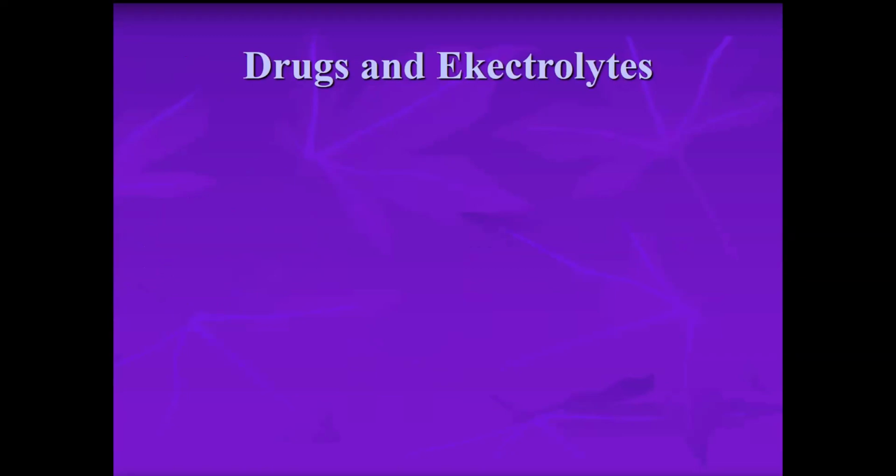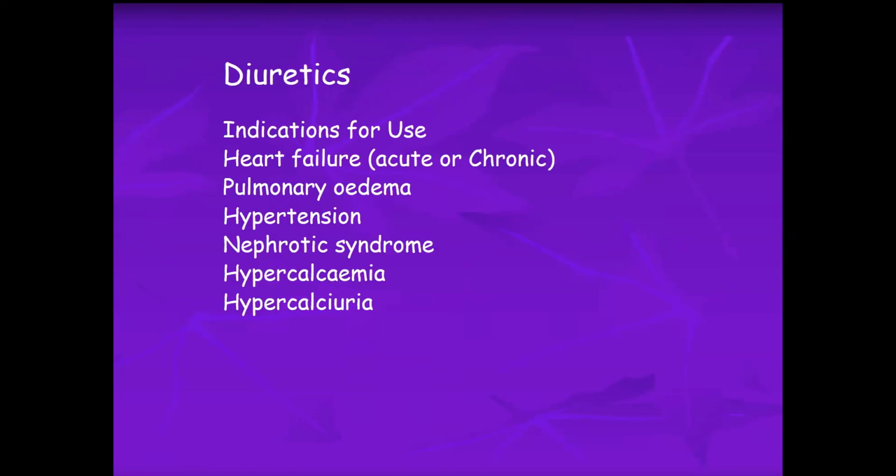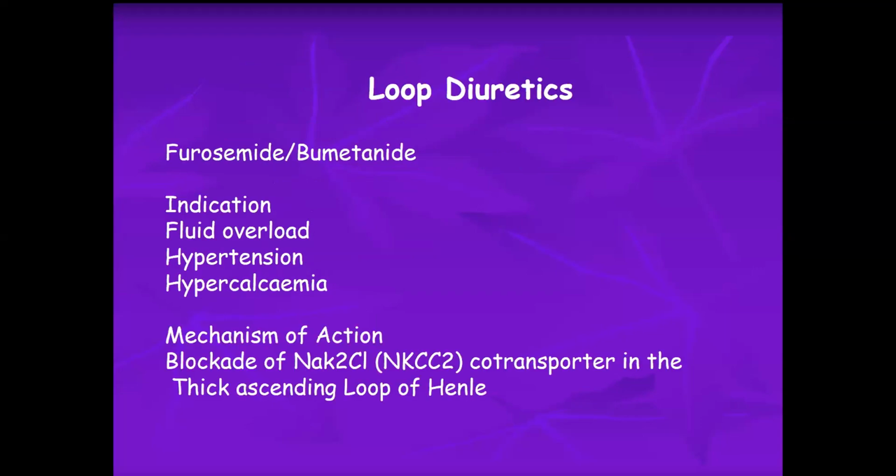So looking at drugs and electrolytes, sorry about the spelling, but looking at the ones commonly used: diuretics, loop, thiazides, aldosterone antagonists, and osmotic diuretics. The indications for use of diuretics: heart failure, pulmonary edema, hypertension, nephrotic syndrome, hypercalcemia, hypercalciuria. Loop diuretics, typically we use furosemide or Lasix. Its indication is overload, hypertension, hypercalcemia.